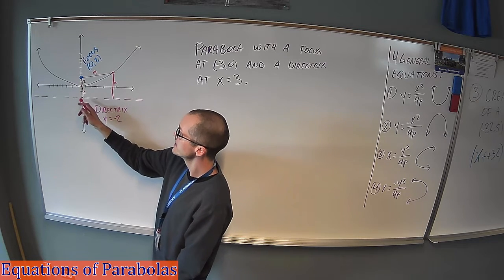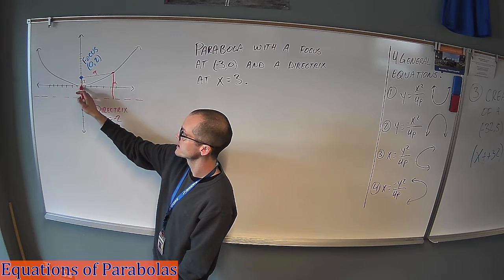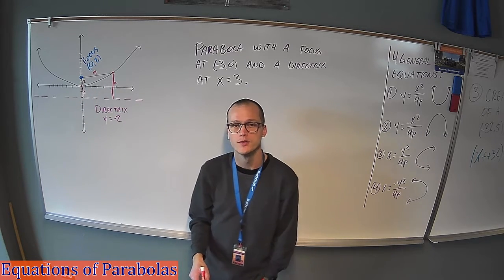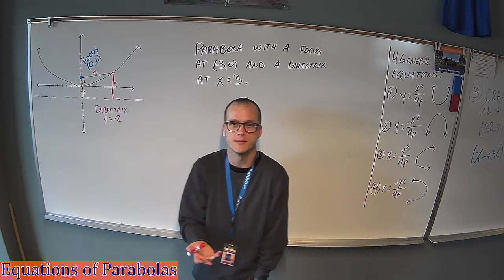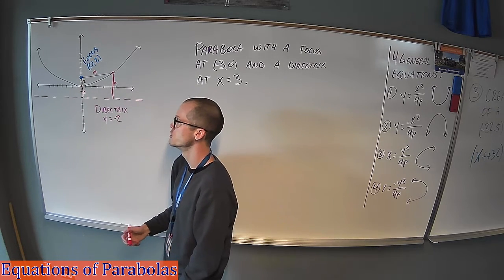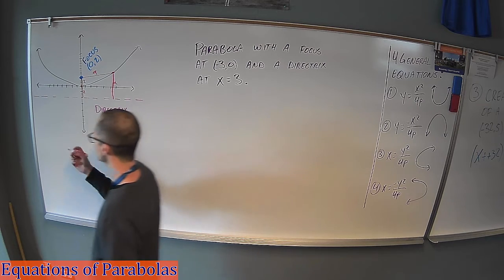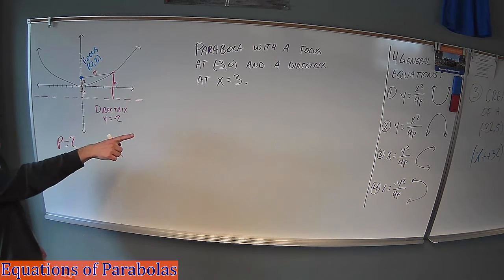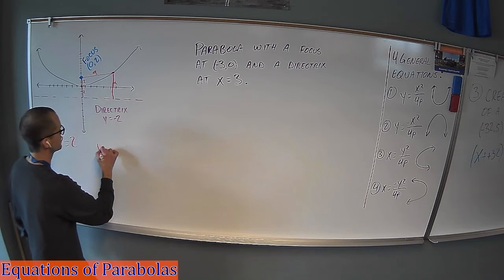It's the distance between the directrix and the vertex, and it's also the distance between the vertex and the focus. So those have to be the same exact number necessarily, like by definition. In this case, it happens to be 2. So we would say that our p value is 2 for this one. And we're going to use that top equation, number 1.